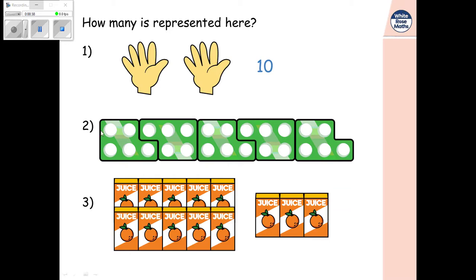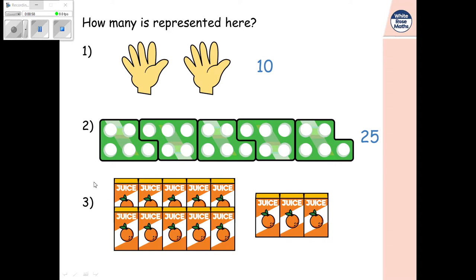So obviously you would have checked how many is in each of us. So 1, 2, 3, 4, 5. So let's count in our fives. 5, 10, 15, 20, 25. They're showing you the fives. There we go. 25.